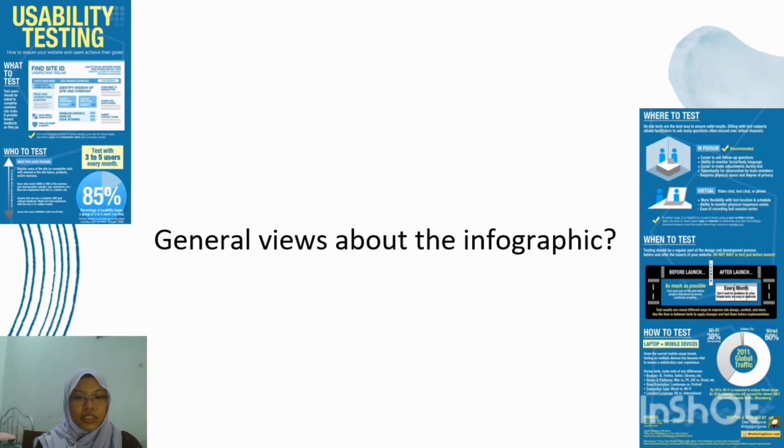Okay, number four, chart and graph labels. Chart and graph labels describe things that are shown and consist of only a few words. And last, about the general view, the infographic has sources and footnotes.